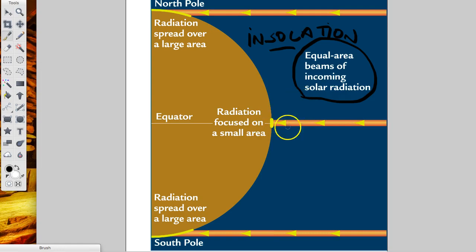Now in this image, this incoming solar radiation is hitting the equator perpendicularly. Remember, perpendicular means normal to or at a 90-degree angle. So if you're looking at a surface, this horizontal surface right here, this line is running perpendicular to it, making a 90-degree right angle.